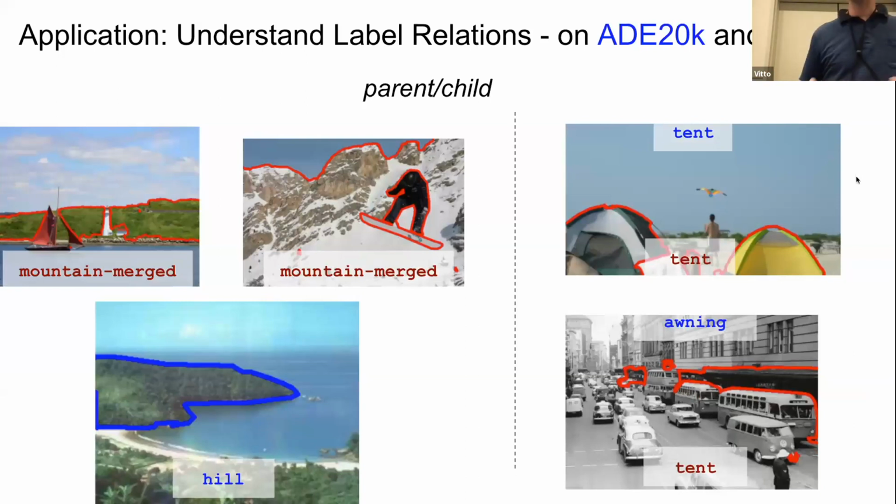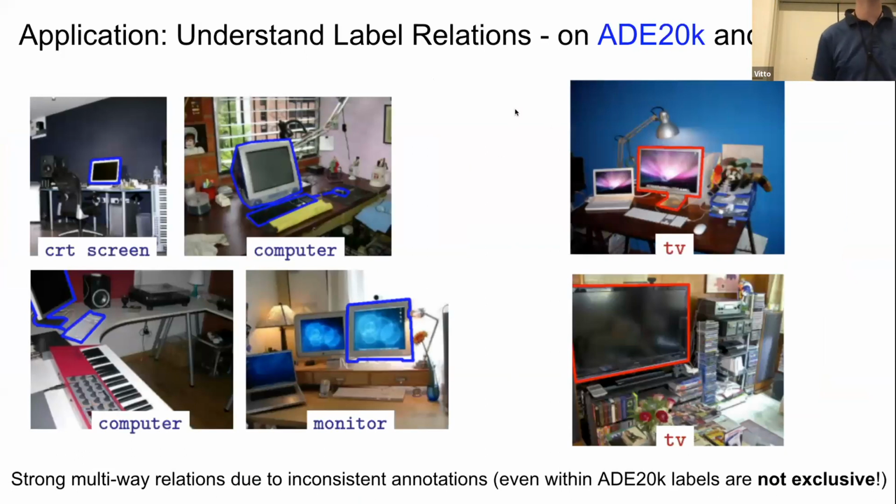Here is the famous tent and awning example. The COCO tent is a parent class to the ADE20K tent. So tent is a parent of tent, which is impossible to discover with language, but we defined it here. And sometimes there are problems because the annotation protocols were not tight enough. Like there is a circular dependency we discovered with our method between CRT screen, computer, TV, monitor. These are all things that are semantically slightly different, but the way they were annotated is inconsistent. And in fact, we discovered that within ADE20K, labels are not mutually exclusive. So this is really a problem if you want to evaluate algorithms, because they might say monitor instead of CRT screen, and they were right.